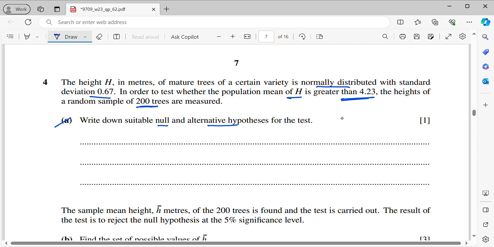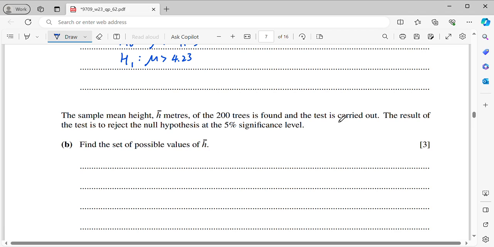Okay, so from here I will just write H0, which is my null hypothesis. The population mean of h is greater than 4.23. That is your H1. Okay, so mu is greater than 4.23. So since mu is greater than 4.23, that means your H0, the null hypothesis, is going to be mu equals 4.23. So that's the solution of 4A.